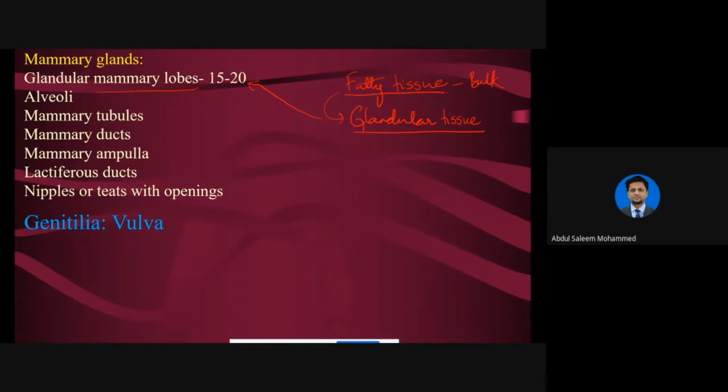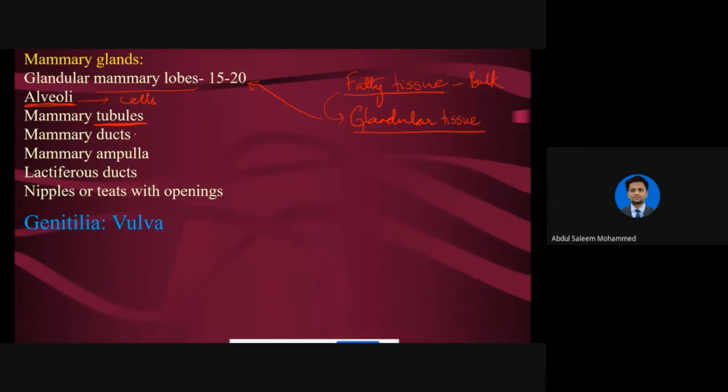So in the picture, you will come to know. Then these glandular mammary lobes consist of several partitions, which we call the alveoli. They are grouped into a number of partitions. These partitions are actually in the form of cells, so we call these alveoli. So these lobes are further divided into these groups of cells, which we call the alveoli. Now these alveoli open into the mammary tubules.